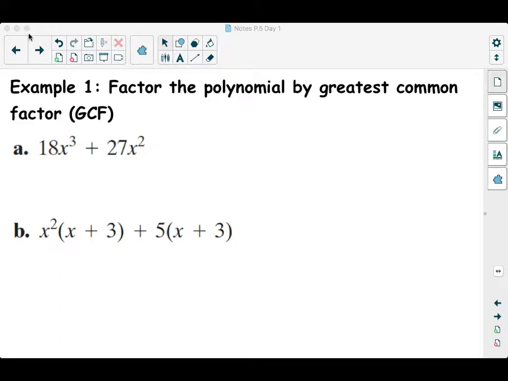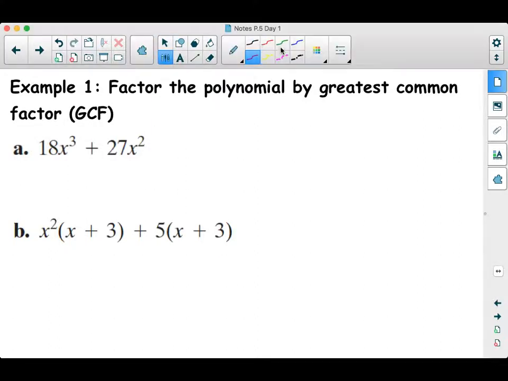All right, we're going to factor in this lesson. So we're going to first factor by greatest common factor, or what we call the GCF. So in example A, we're looking for the greatest common factor of those two terms. So the greatest common factor is what you can greatest divide out. So we can divide out by 9 and x squared. So we're going to go ahead and do that.